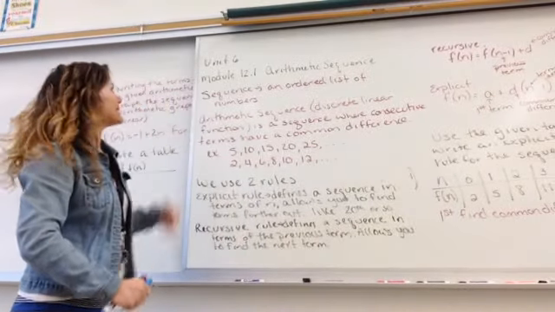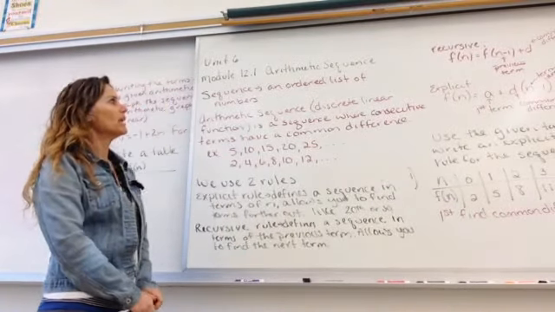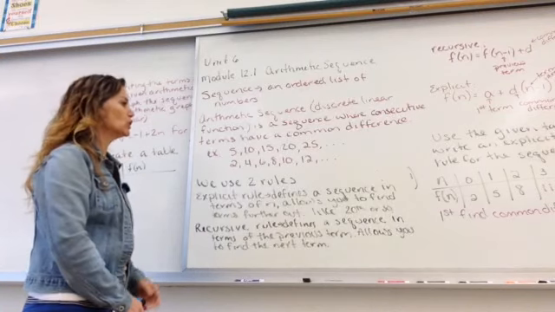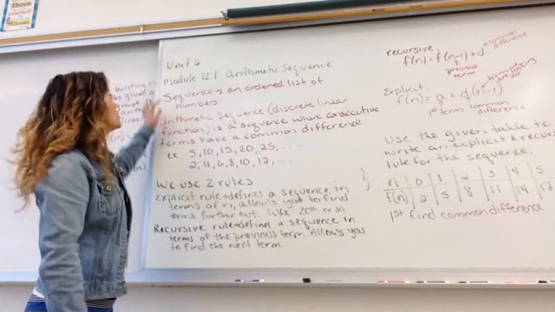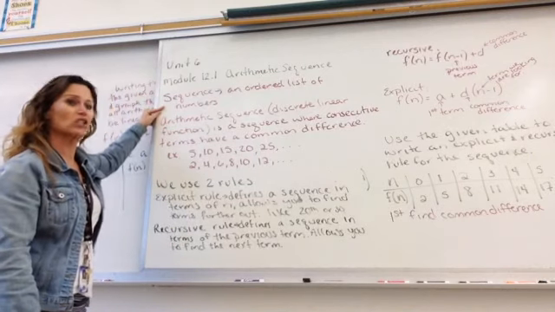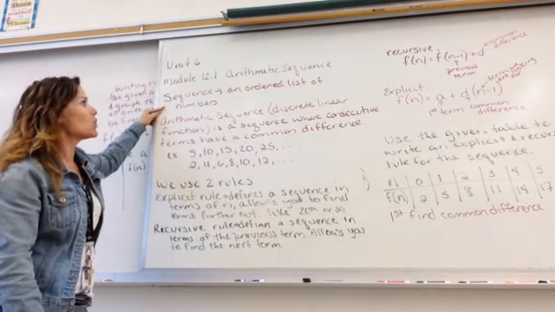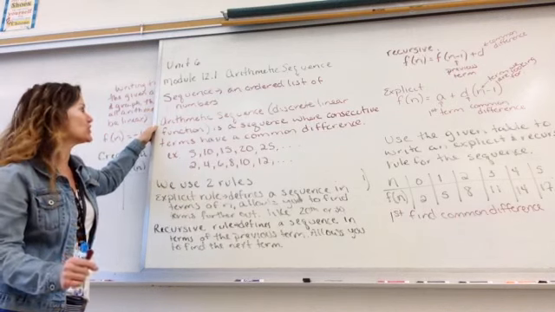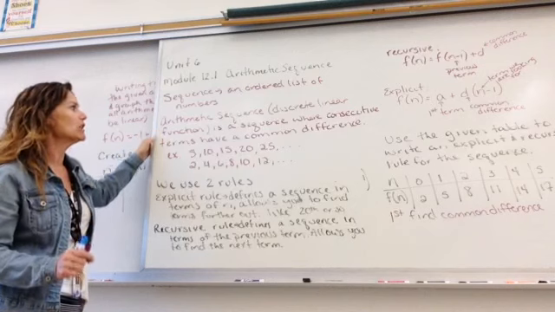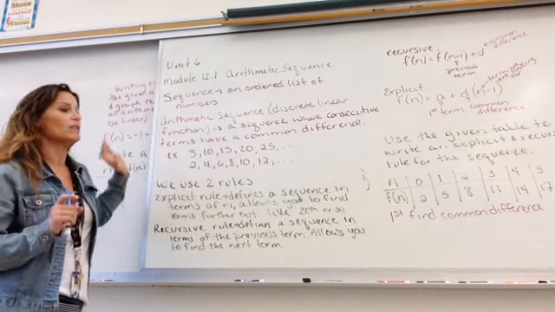Okay, so we're starting Unit 6, Module 12.1, Arithmetic Sequences. So we're looking at patterns. Hopefully you can see this and enlarge it. The definition of a sequence is an ordered list of numbers. An arithmetic sequence is also known as a discrete linear function, and it's a sequence where consecutive terms have a common difference.